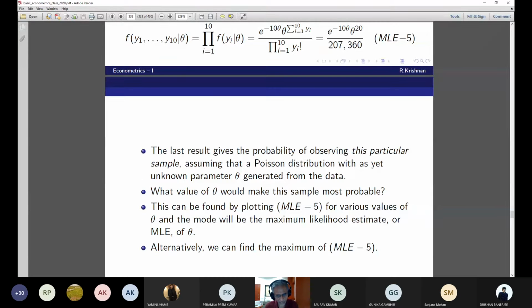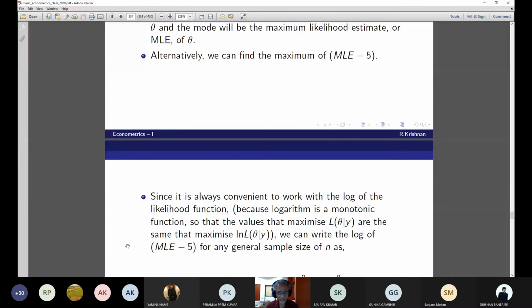Is it okay now, the class? Yes, sir. Okay, Yamini, Drishan, Gunika? Yes, sir. Gunika? Yes, sir. Yes, okay, sir. Now alternatively, evaluating MLE for various values of theta is actually donkey work. So forget it. I want the maximum of this function, simply use calculus. Maximum of 5.